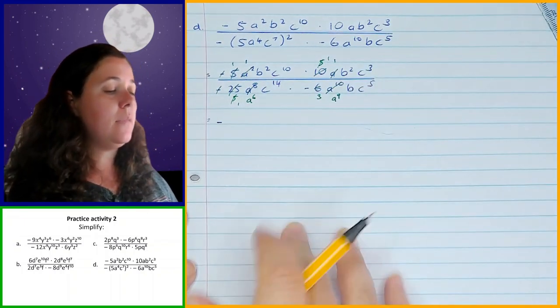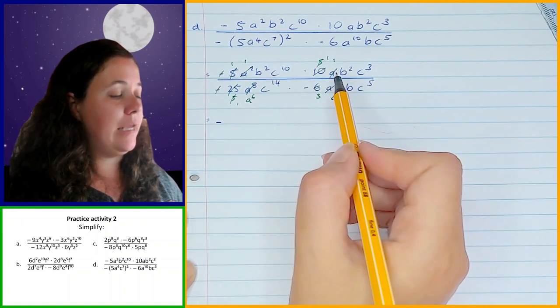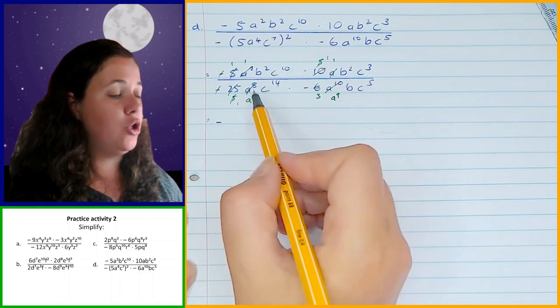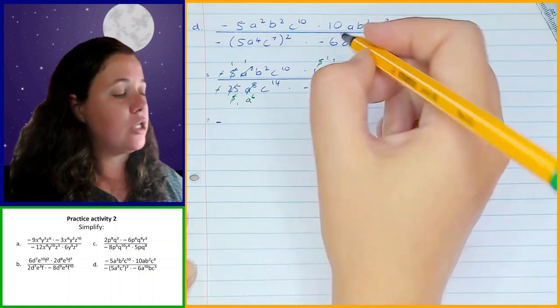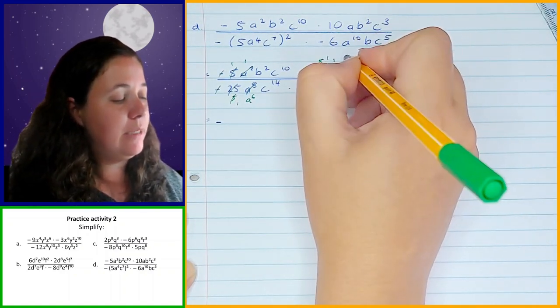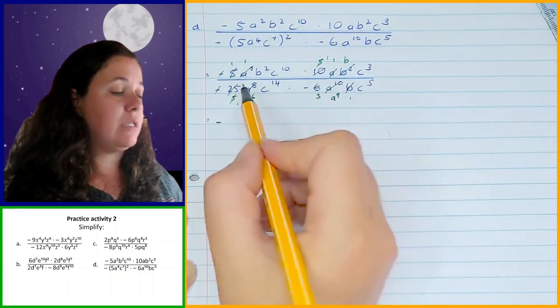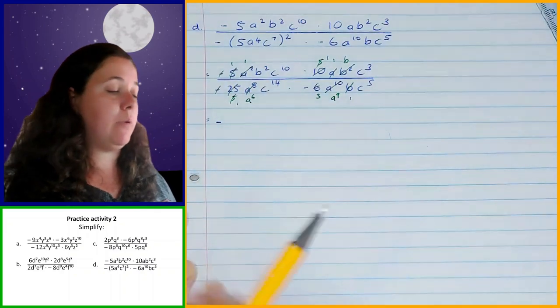Okay. Then I'm going to go on to my b's. I've got b squared over there, and I've got b squared over there. There's no b here, but there's a b here. So I'm going to simplify these over here. B squared and b, that gives me b and 1. Now, I can't do anything with that one. I will simplify it with a b later when I'm multiplying.